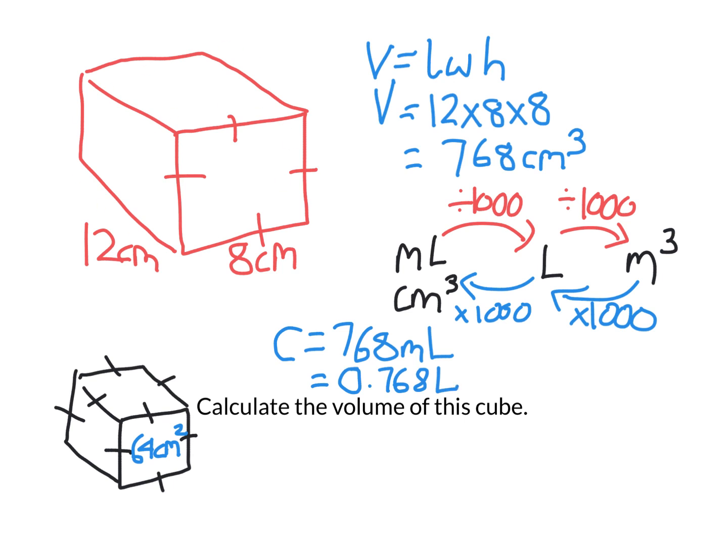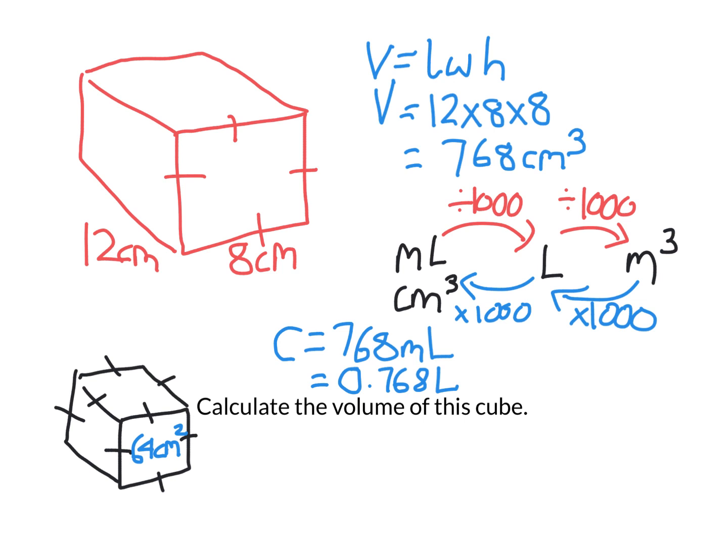All right, let's now look at a harder question involving volume. So let's look at this shape here. We're told the area of one of its faces is 64 centimetres squared. Note, there's no way this could be the volume of the shape, because volume's in cubic units, not square units. This is a unit for area. So what I'm saying is that each of these faces of the cube has area 64 centimeters squared. I want to calculate the volume.